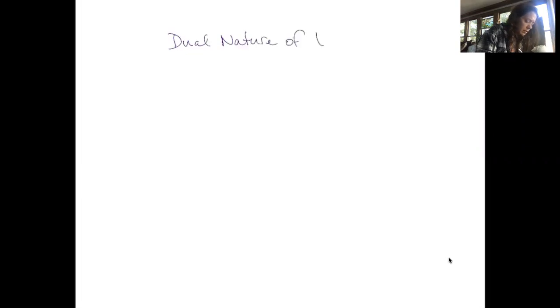All right, so I'm going to go ahead and share my screen with my iPad here. And we're going to title these notes the dual nature of light. So go ahead and start writing that. Dual nature of light.